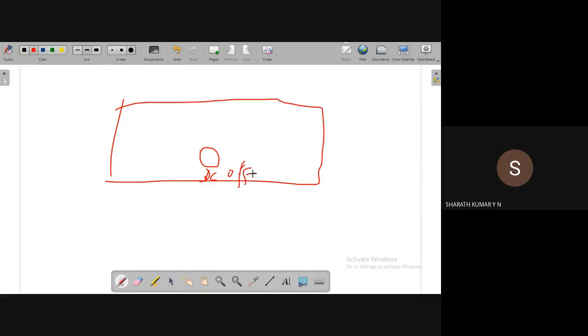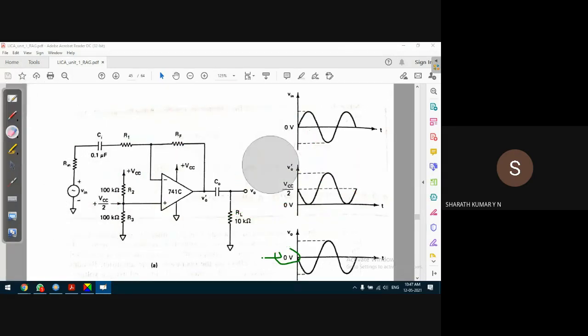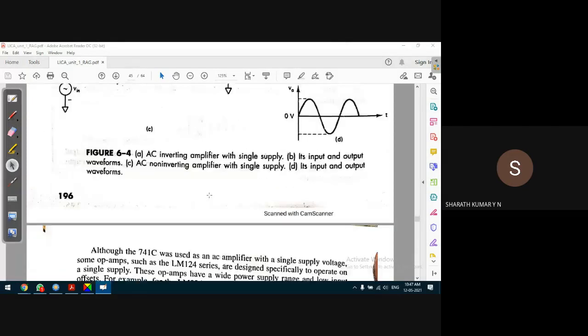What does this DC offset do? It will add DC to AC. This is the knob in the signal generator or function generator. Here we are varying the DC to add a DC component to AC. So this is what is known as a single polarity supply. We can operate with a single polarity supply, no problem.